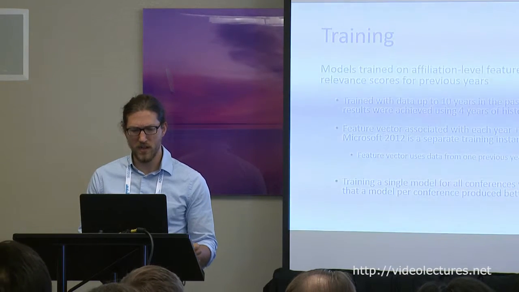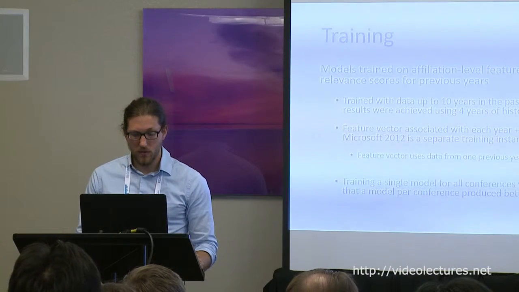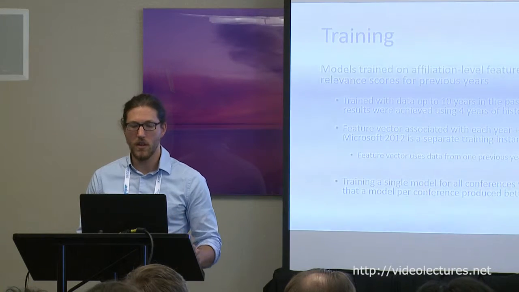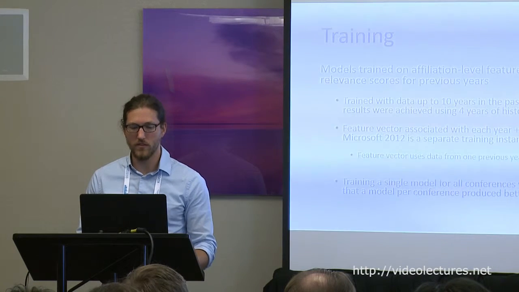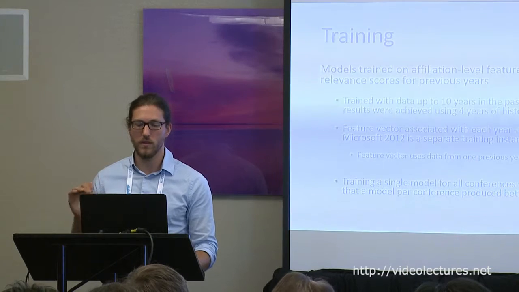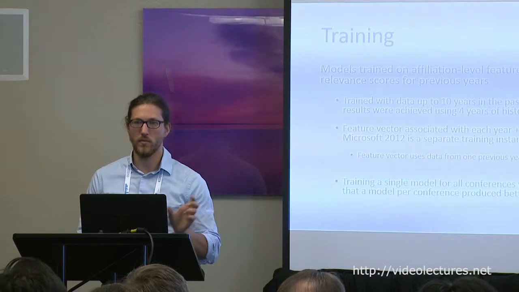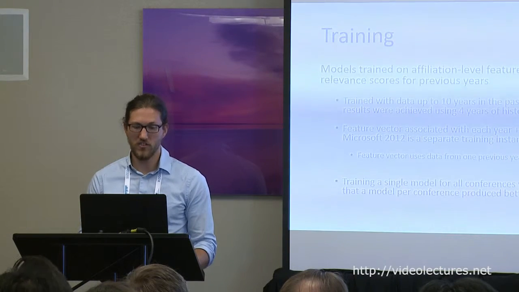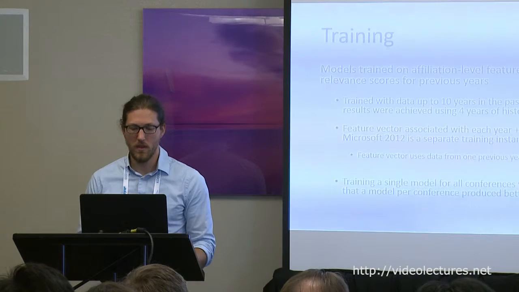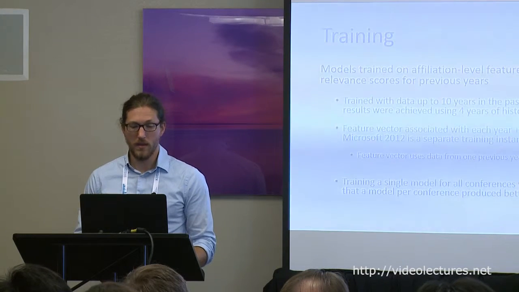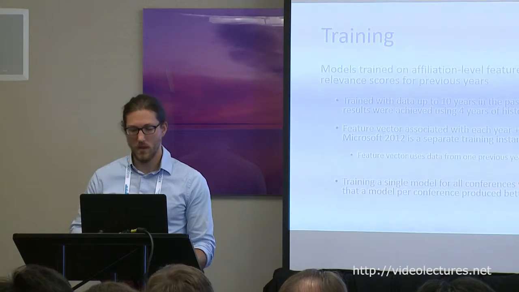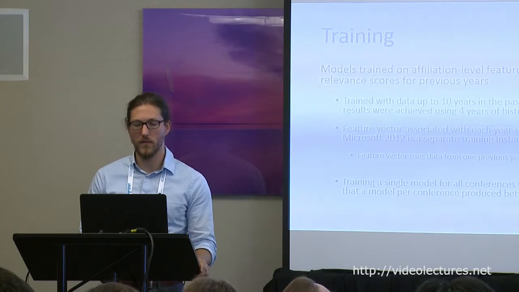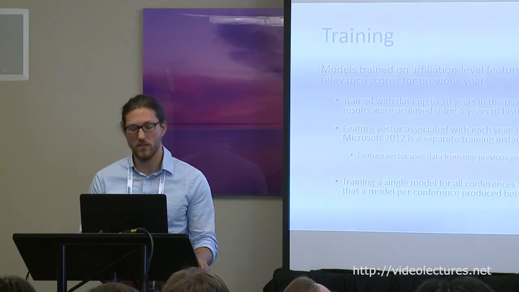One other interesting thing on training here: in order to expand the training set, each feature vector is associated with a year and an affiliation, and for example, Microsoft 2012 is a separate training instance from Microsoft 2013. Each feature vector uses data from one previous year only, so this expanded our training set to the number of affiliations times the number of years that we had available. Like I said, we used 4 years, so that gave us a lot more training data. We also found that in training a single model for all conferences versus one model per conference, a model per conference definitely produced better results, so we went with that.